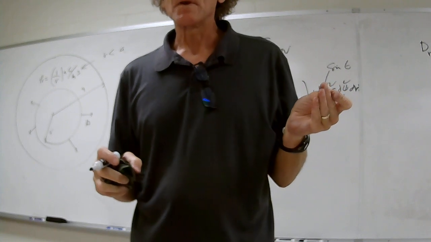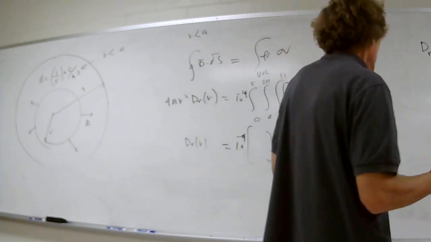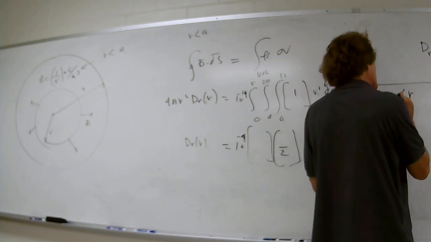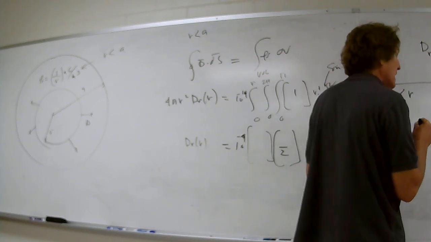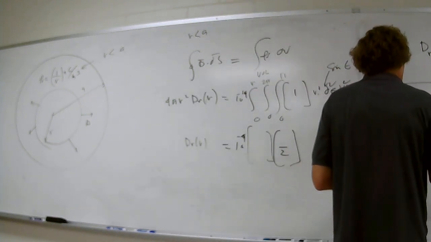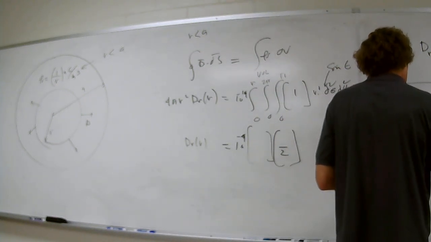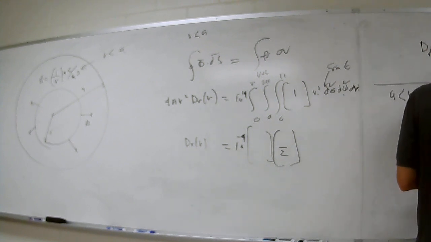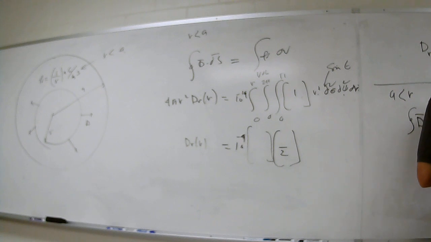You all with me? Next part. Here we go for r greater than a. Again, put the integral up. Integral of D dot dS. This is what I'd like to see so I know what you're thinking. It is equal to the integral, and here it's a triple integral of rho v. I'm going to leave it as just rho v here for a second, times r squared sine theta d theta d phi dr.